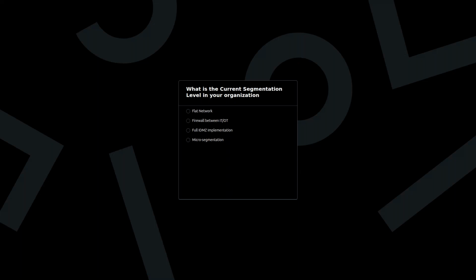So out of 90% people voted so far, as expected, we can still see some flat networks. Firewall between only IT and OT is at 30%, and full IDMZ implementation is about 60%. So you can imagine about 40% are still behind the current situation. Okay, Maimuna, that's fine. We can move forward.